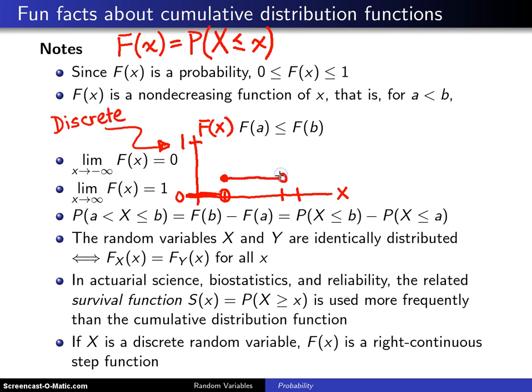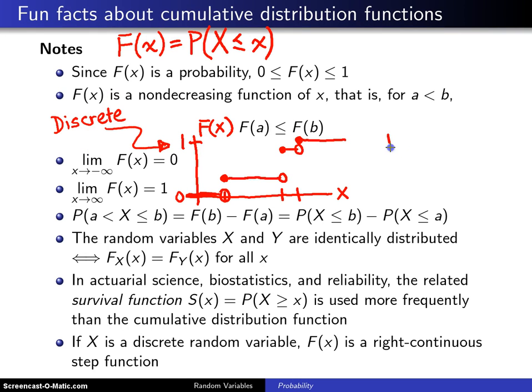Then at this point right here, maybe there's a big jump. Maybe it jumps way up to here, and then it stays constant between mass values. Again, an open circle, and then finally it makes it up to 1, and it stays at 1 forever. So that's kind of a generic version of what a cumulative distribution function would look like for a discrete random variable.